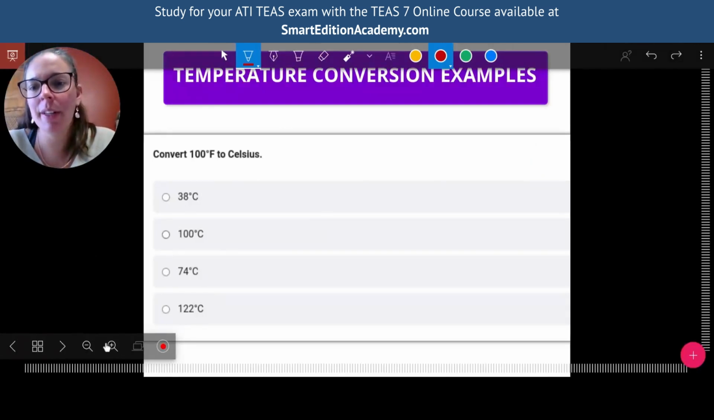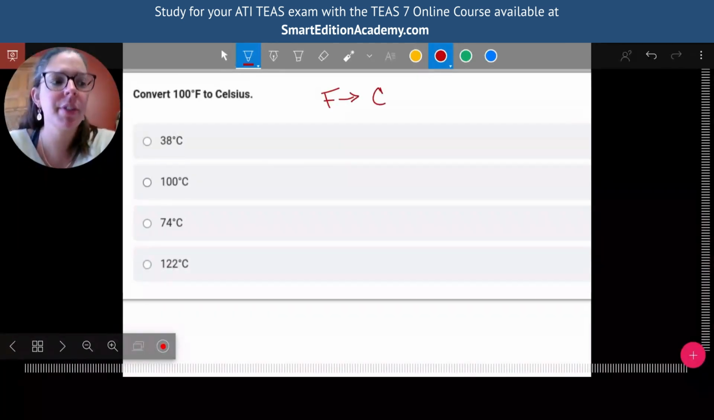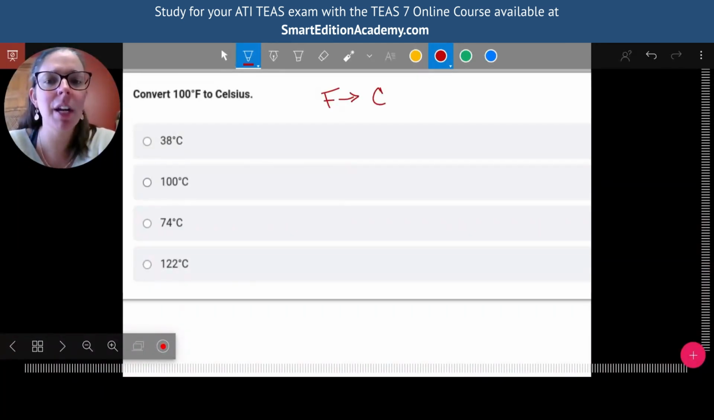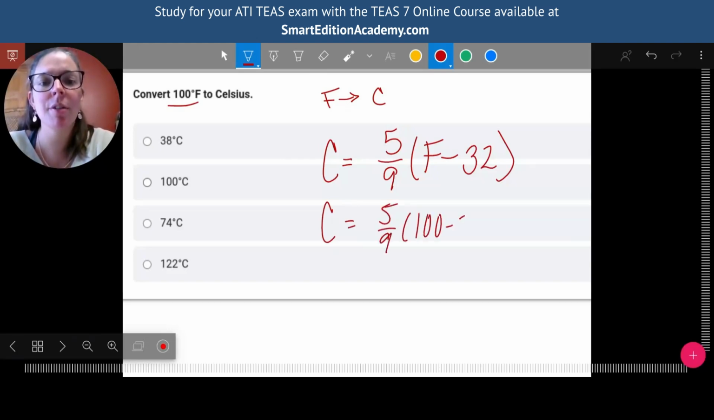All right, so let's convert 100 degrees Fahrenheit to Celsius. So I'm going from Fahrenheit to Celsius. So the formula that I'm going to use for this question is that Celsius will equal 5/9 times, in parentheses, the Fahrenheit temperature minus 32. Okay, so let's plug in what we know. 100 degrees Fahrenheit. So 5/9 times 100 minus 32.